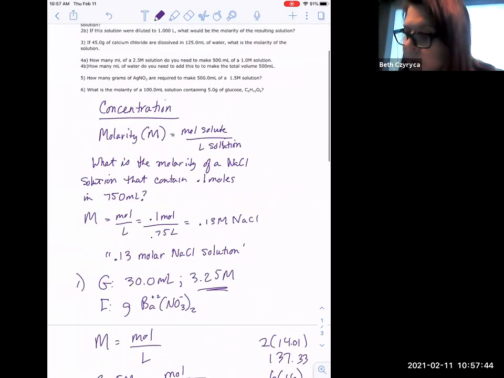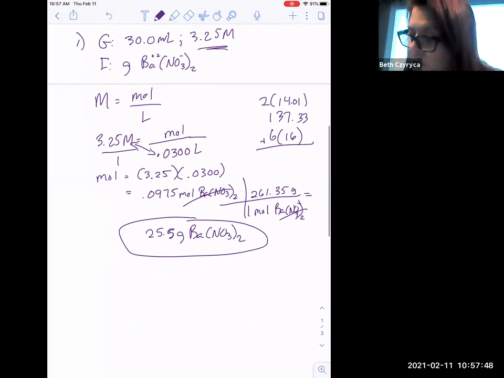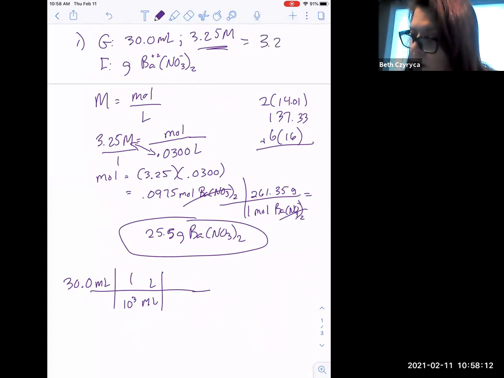So in this problem, we have the 30 milliliters and the 3.25 molarity. So I'm going to start with the single number. You always start with the single number if you have it, because your molarity or your fraction, like your density, might be upside down if you don't know where it's supposed to go. I know for sure that milliliters is going to be in the numerator. I'm going to convert from milliliters to liters so that I can use the molarity as 3.25 moles per liter.